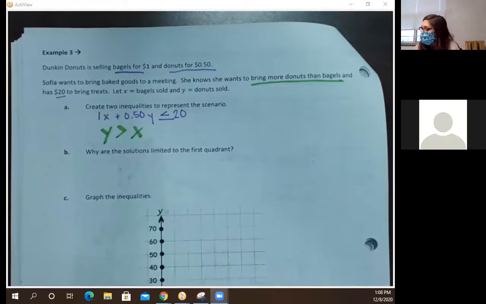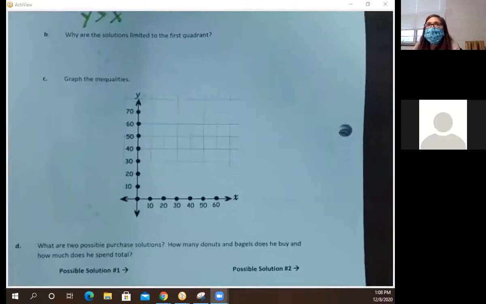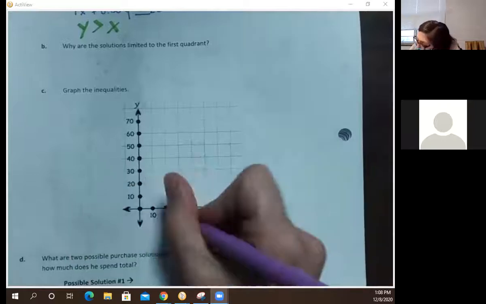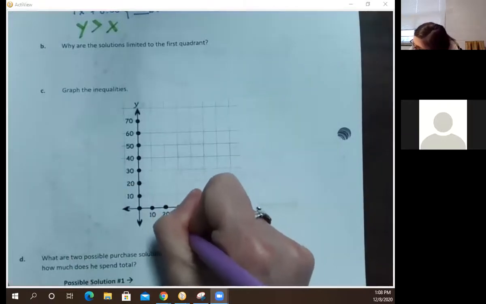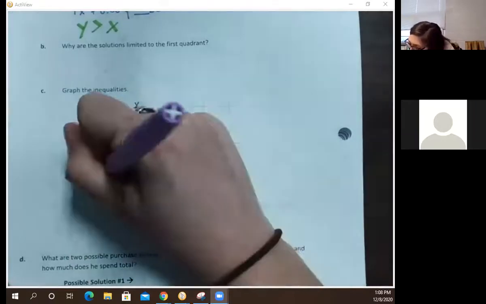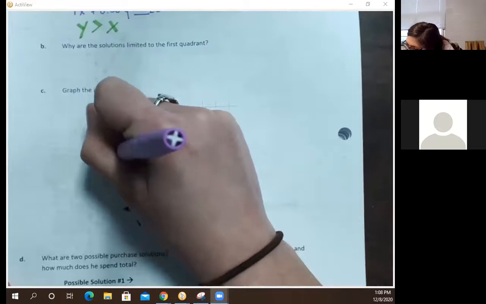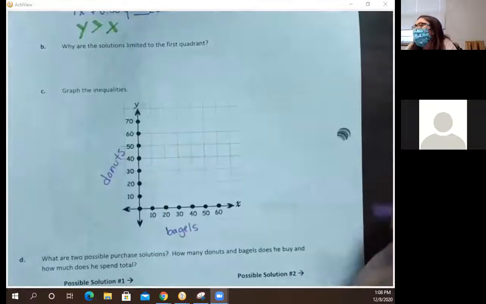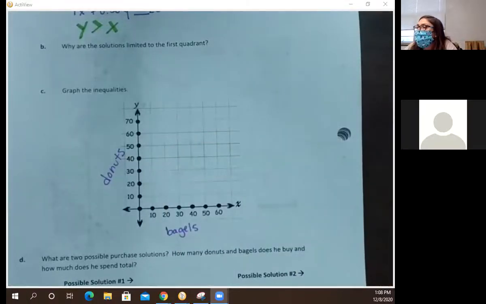Now, before we start graphing, I want to ask you a question here. If I take a look at my coordinate plane down here where we're going to graph our system and then eventually identify our solutions, we know x stands for how many bagels we're buying and y stands for how many donuts we're buying. I've only given you the first quadrant here of the coordinate plane. Why? Can't have negative what?